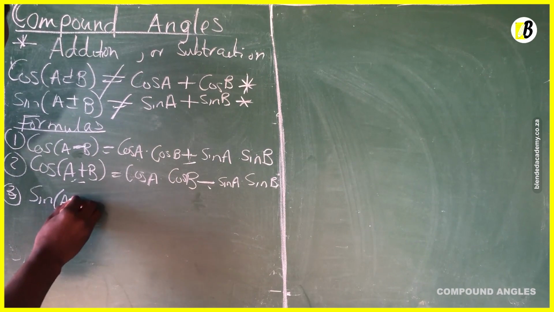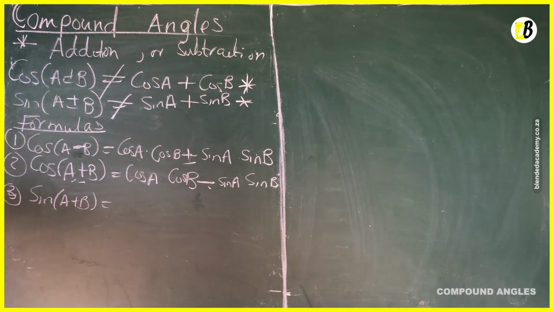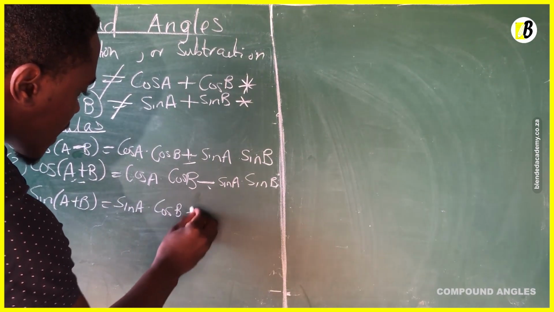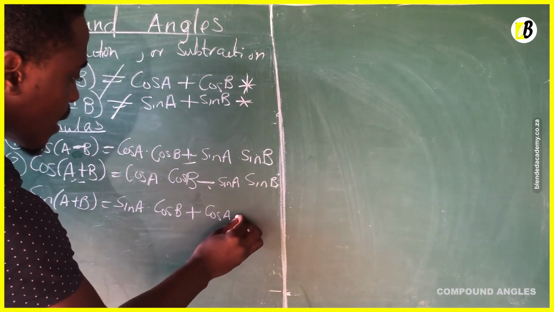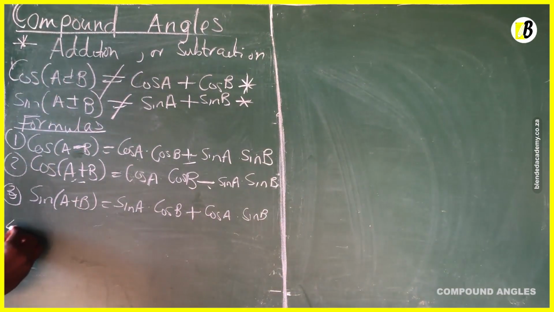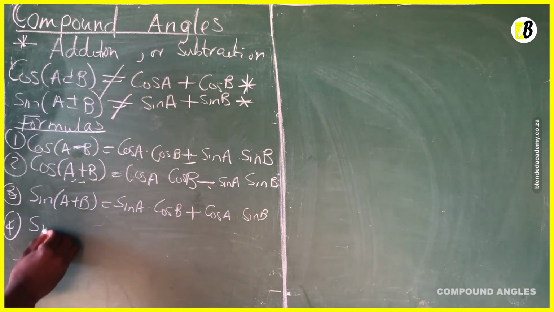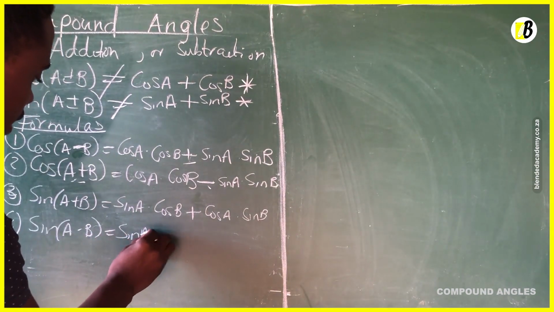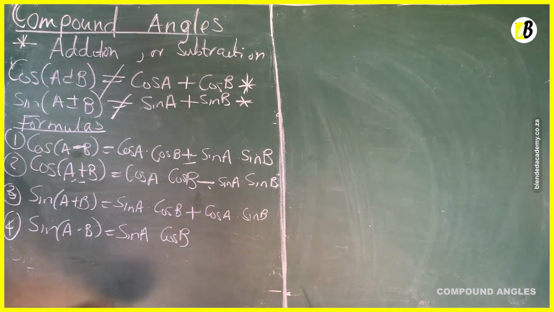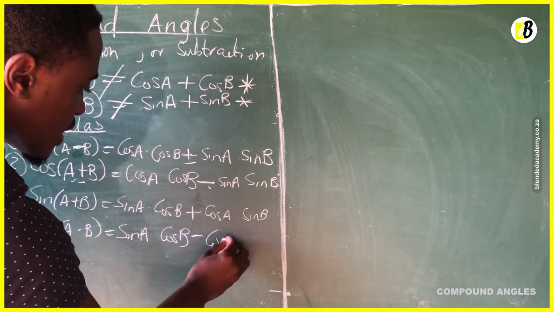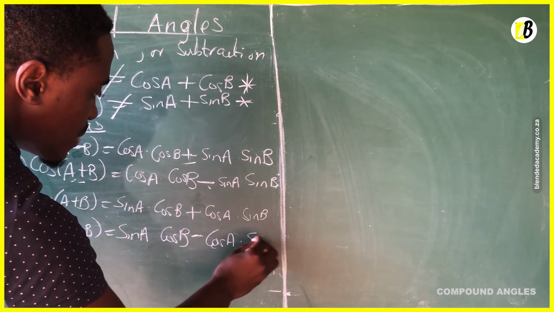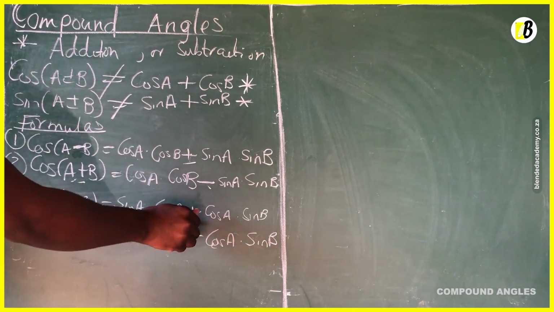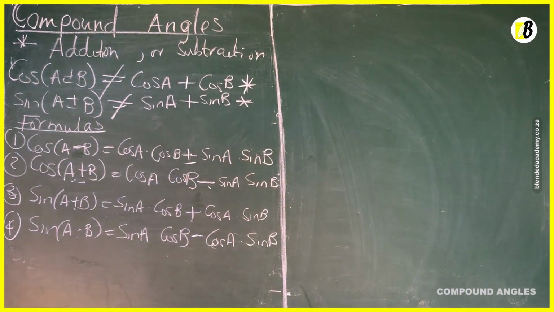Sine A plus B equals sine A multiplied by cos B plus cos A multiplied by sine B. And then the fourth and last one will be sine A minus B equals sine A multiplied by cos B, and then minus cos A, sorry, multiplied by sine B. So for sine, the sign doesn't change. If it's a positive on the side, you're going to have a positive there. If it's a negative, you're going to have a negative there.